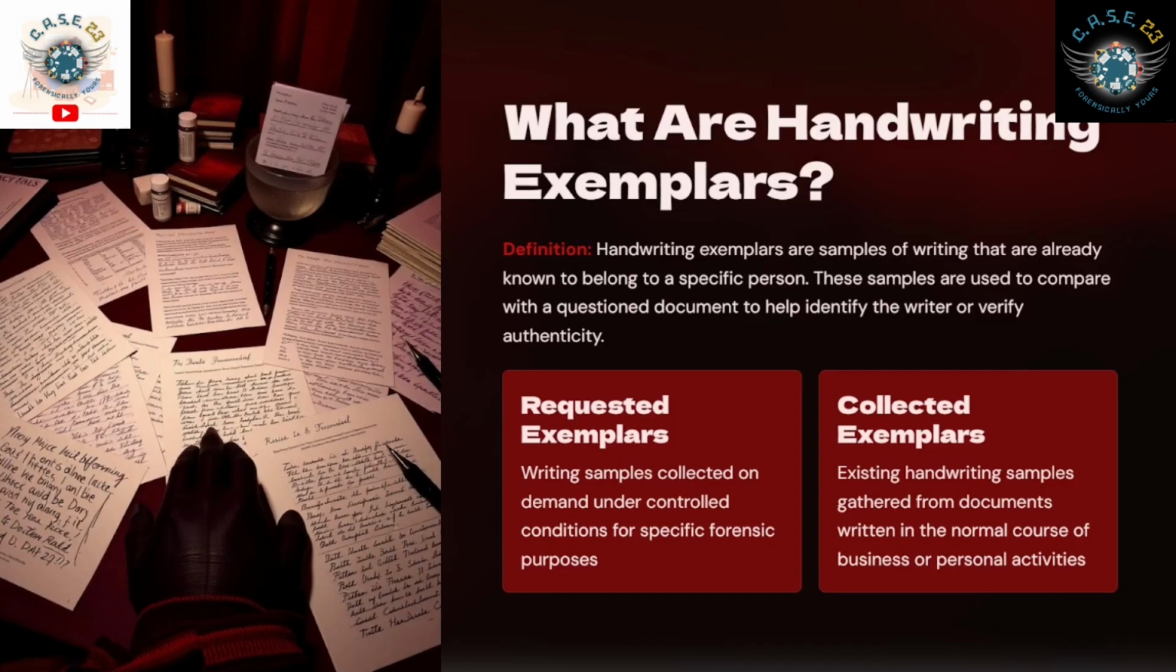Now, both these types are very useful, but collected exemplars are more often considered natural because the person was not trying to fake or hide their writing style. Yes, obviously, because in requested exemplars, the writer may try to imitate or fake his handwriting, whereas in collected exemplars, since the writer has already written those samples, there is no chance of any fake or forgery.